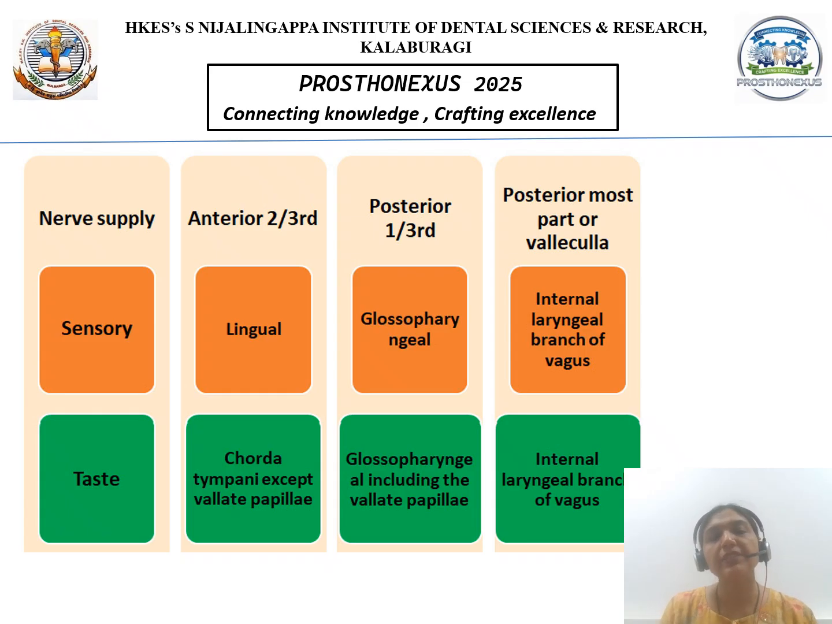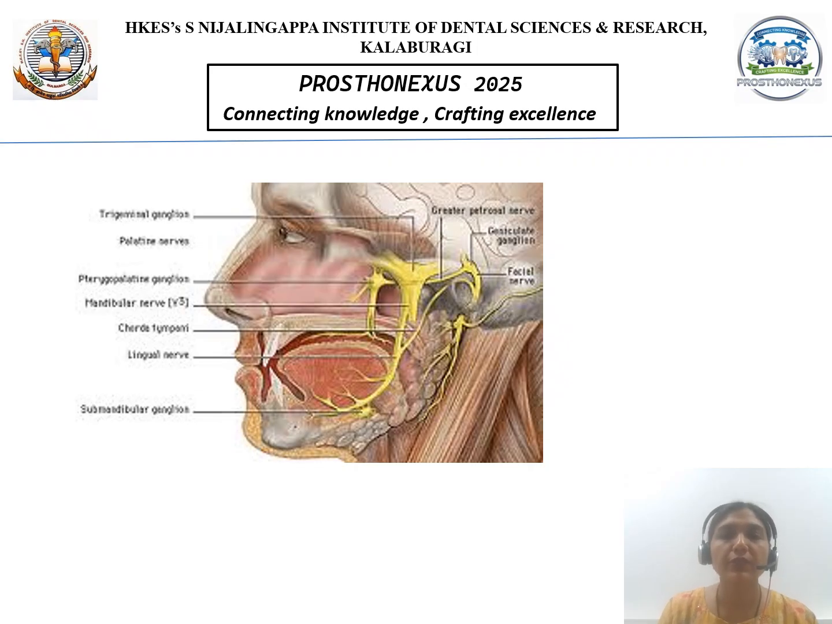But again there is a change for the chorda tympani nerve. It supplies all the remaining papillae except the vallate. The circumvallate, which is very close to the sulcus terminalis, is supplied by the glossopharyngeal, and then we have the internal laryngeal branch of the vagus also supplying the taste buds or the papillae. So this is how you can see the lingual nerve which supplies the anterior two-third of the tongue.